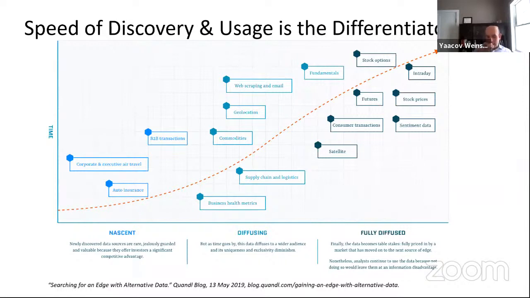Quandl had a blog post, I had to remember where to find this, and I found it, I was happy I did, with this concept of how you search for edge with alternative data. They had this graphic, which you can see, with this concept of diffusion of the information. As alternative data becomes available, the more people take advantage of it, the less alpha it actually generates. It becomes part of the price, table stakes. And so the concept of speed, to not only discover but also use the information, was very critical in building out a good program.